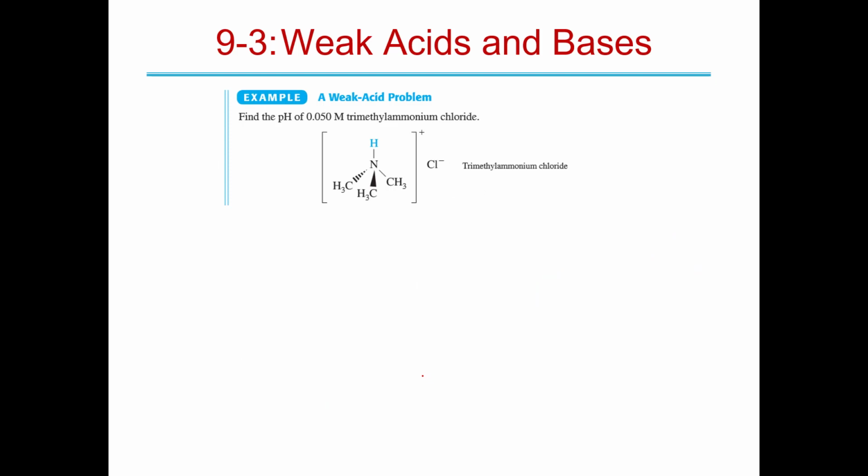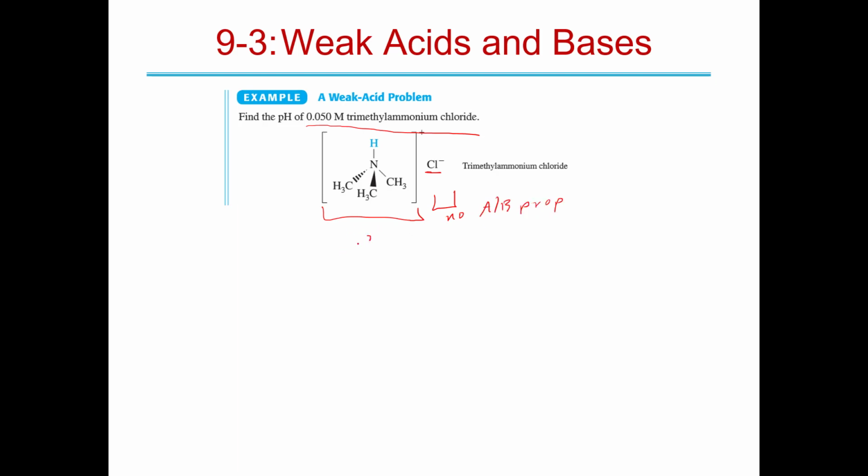So let's do an example. We want to find the pH of a 0.050 molar trimethyl ammonium chloride. So this is a trimethyl ammonium cation. Chloride is there. So this is an ionic compound. It's going to dissociate to give us this and chloride. Now chloride we know is the conjugate base of a very strong acid, so it has no acid-base properties. So it does not affect the pH of the solution.